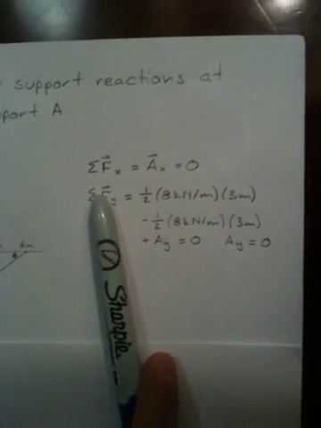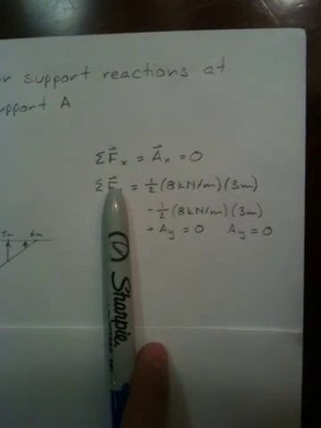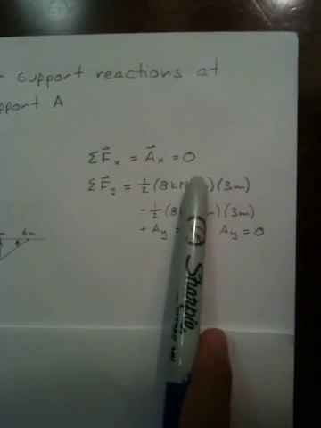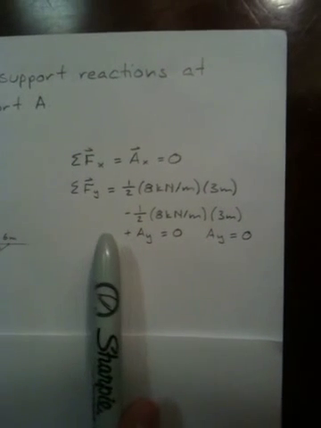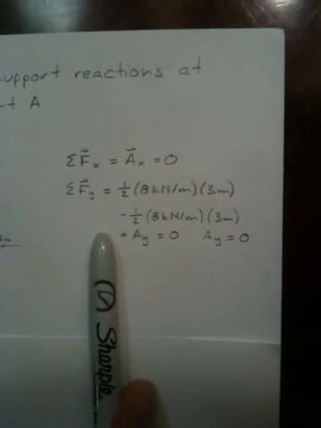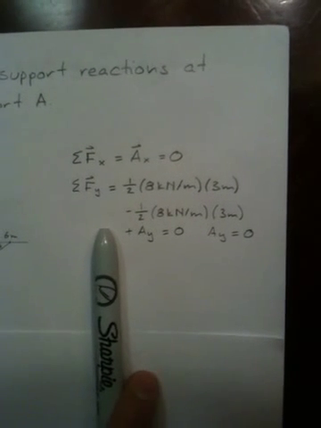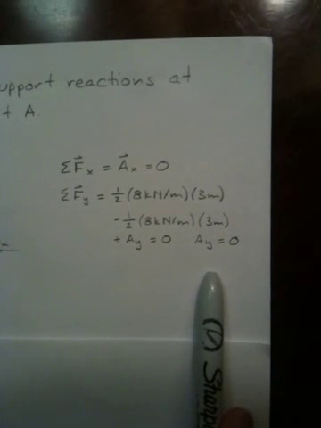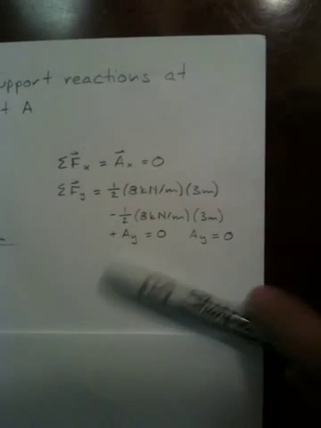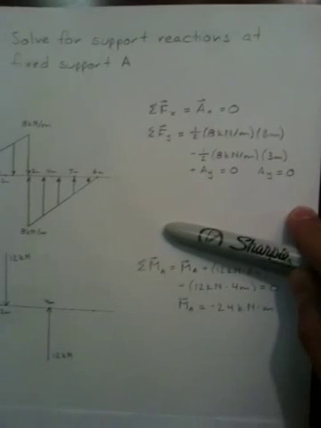First we do the equation for force equilibrium in the x direction, which yields a support reaction of 0 in the x direction. Then we do force equilibrium in the y direction at A, in the y direction for the beam, which yields a support reaction of 0 in the y direction.